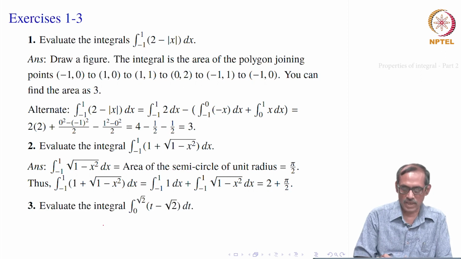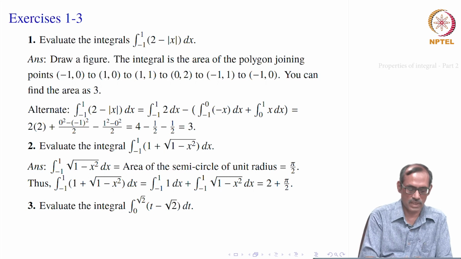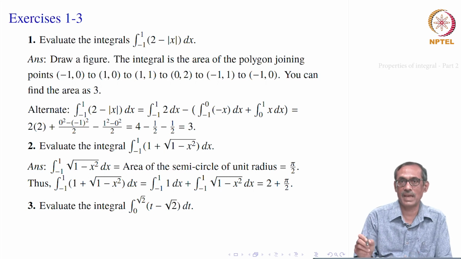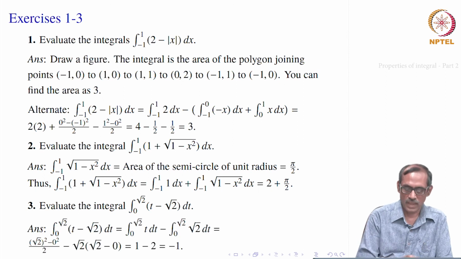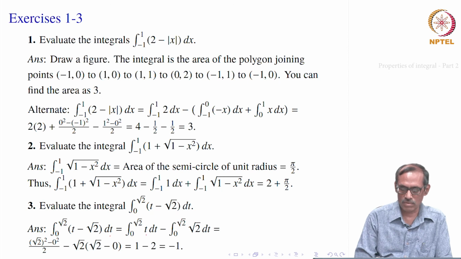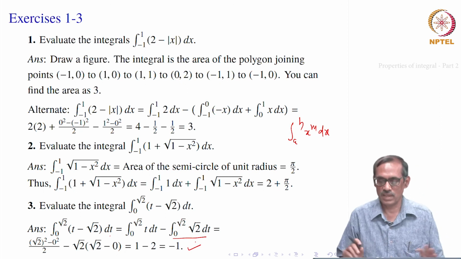So, the last problem, let us take integral 0 to root 2 of t minus root 2 dt. As we remarked, whether it is integral f t dt or f x dx, they are the same. So, here again we just compute 0 to root 2 of t minus root 2 dt. We break it into integral 0 to root 2 of t dt minus integral 0 to root 2 of root 2 dt. Then you can apply our earlier formula, integral a to b of x to the power m dx. So, that gives root 2 square minus 0 square by 2, minus root 2 into, so this one is a constant, root 2 times b minus a, root 2 minus 0, which simplifies to minus 1. Okay. So, let us stop here today.